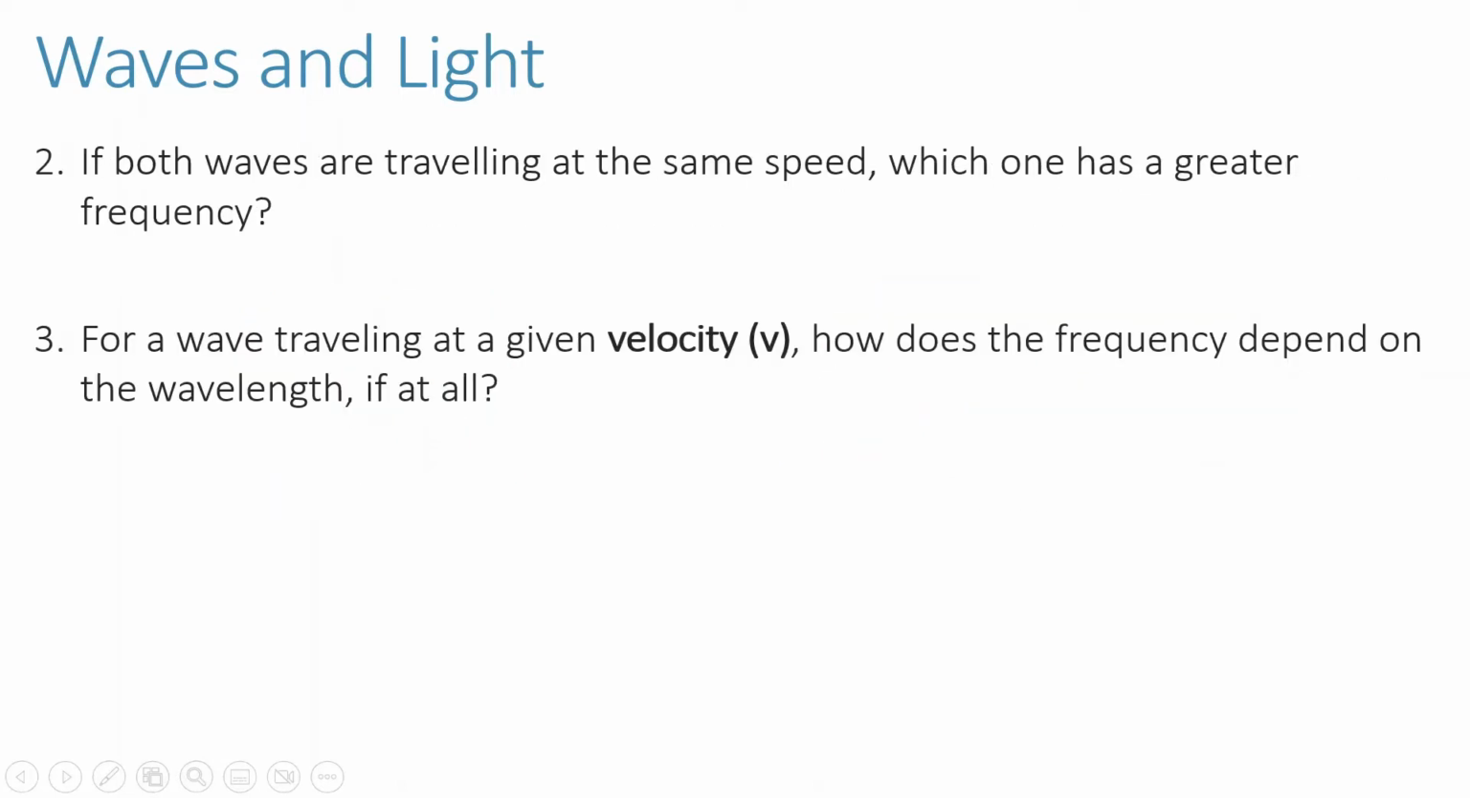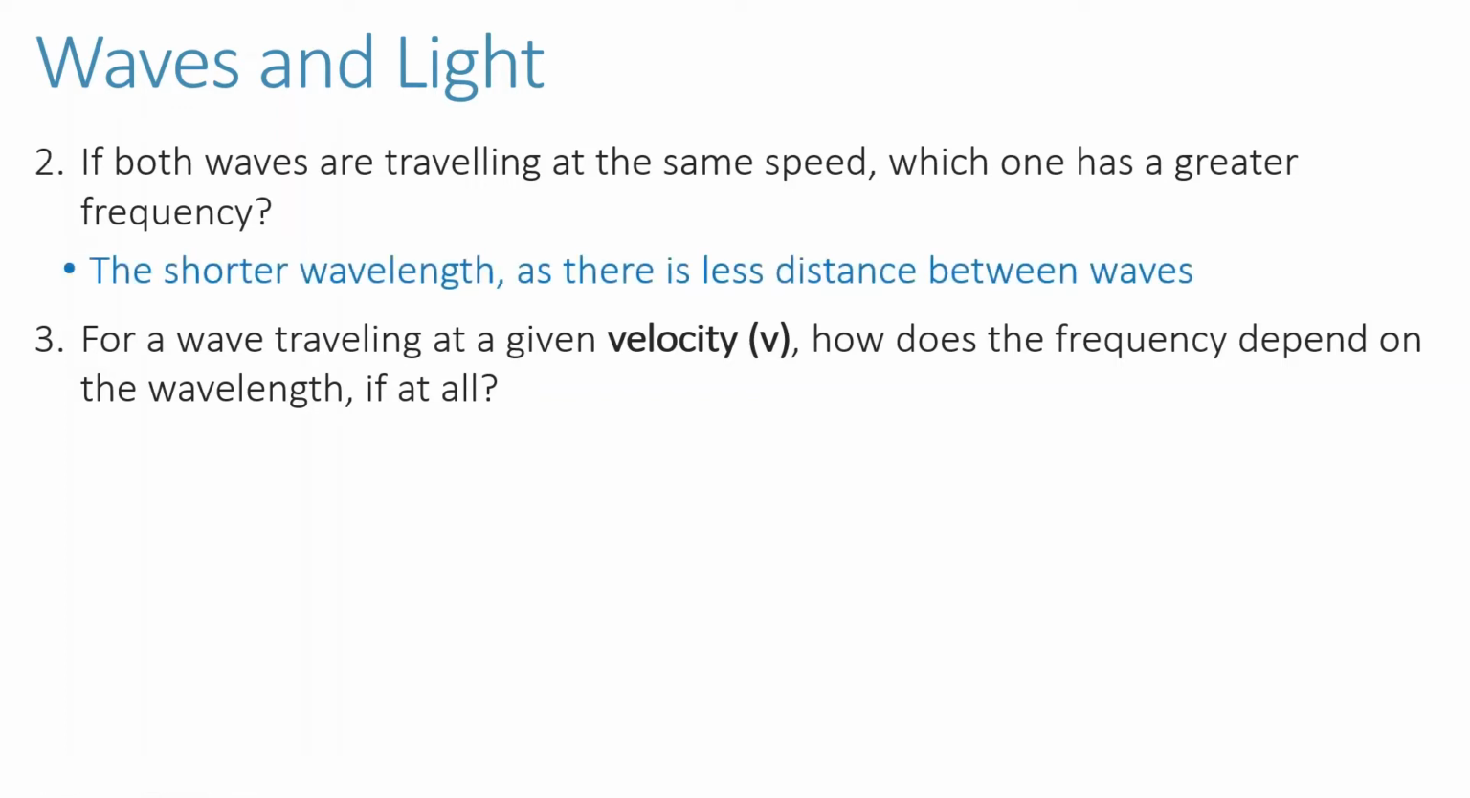So if both waves here are traveling at the same speed, which one has a greater frequency? If these waves are traveling at the same speed, the one with the shorter wavelength is going to have a higher frequency because there's less distance in between waves. Each wavelength is shorter, so more of them can go by per second.